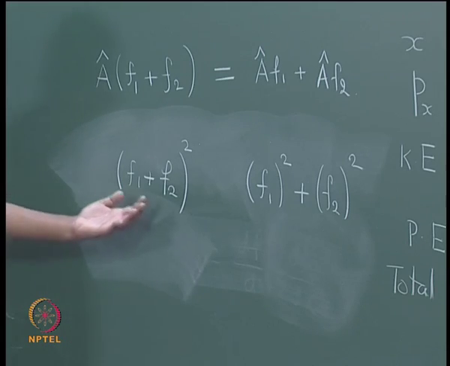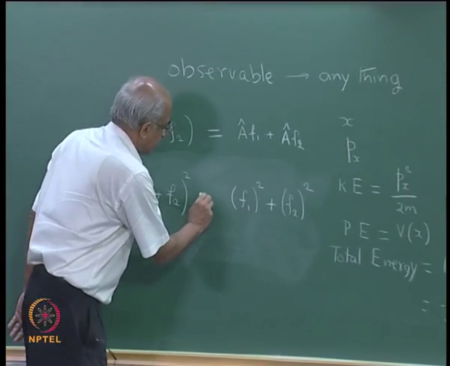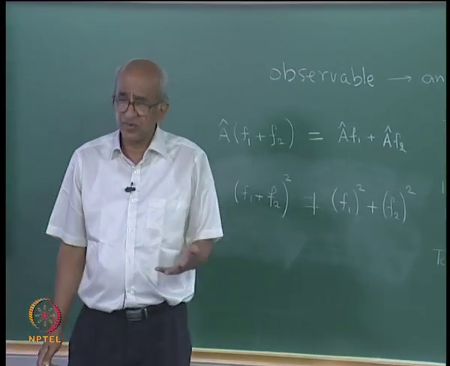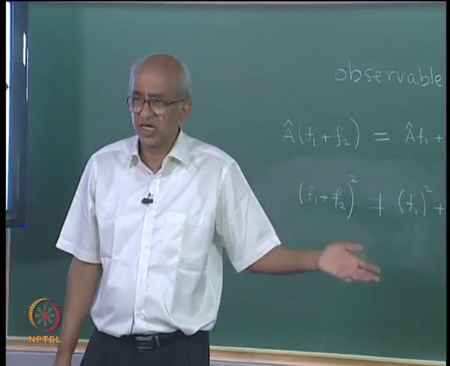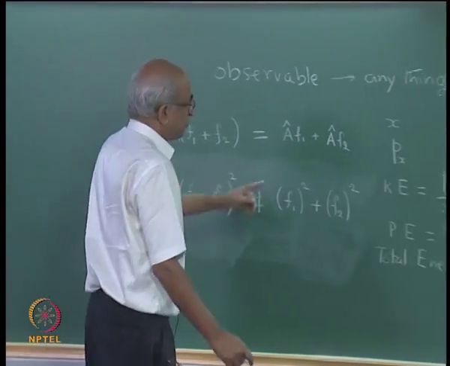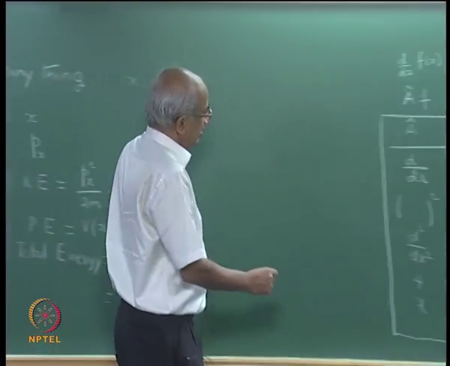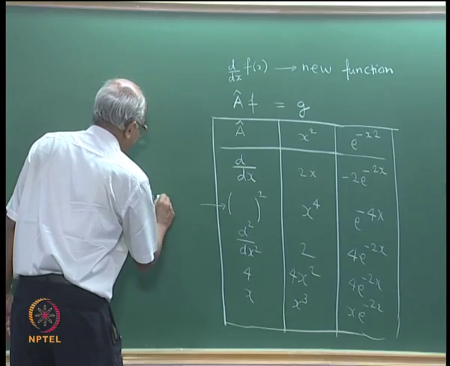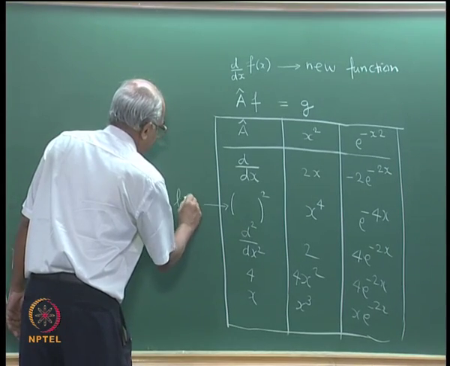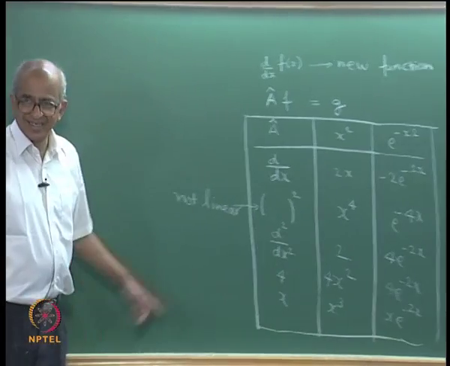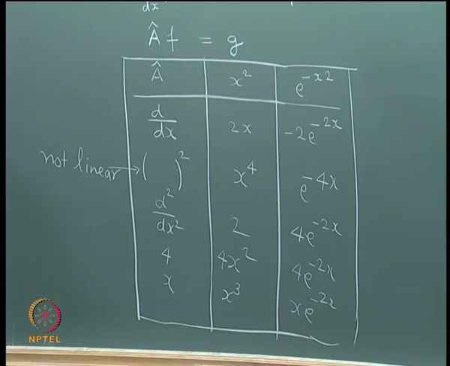Now, the question is whether this is equal to that, and obviously the two are not equal, because when you take the square of f1 plus f2, you get f1 square plus f2 square plus 2 times f1 f2. Therefore this is not satisfied, and hence this operator is not linear. All the other operators that I have listed here are linear operators.